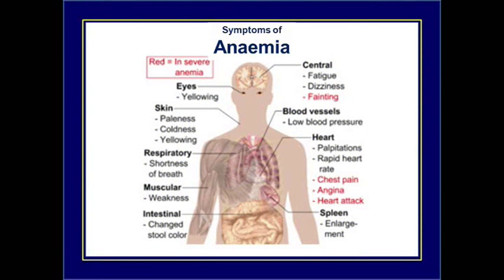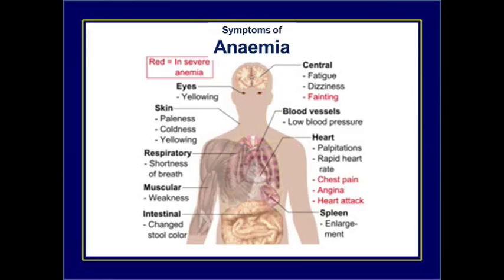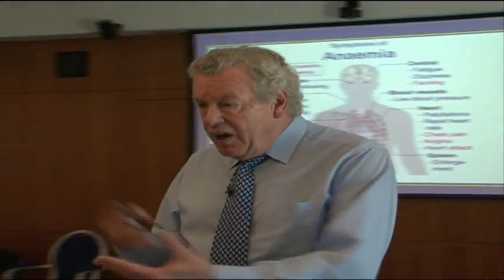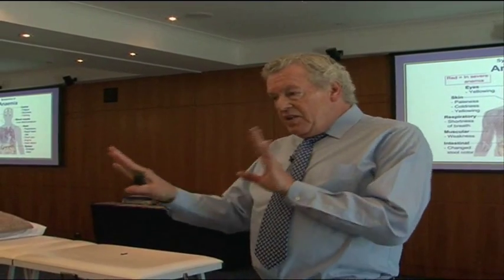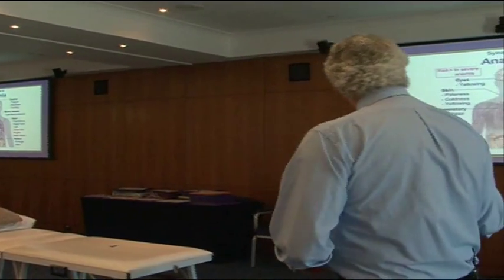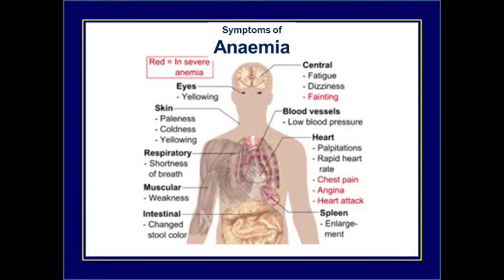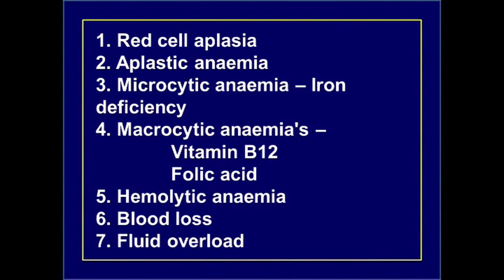So we're familiar with pale eyes, paleness of the skin, coldness, yellowing, shortness of breath, weakness of muscles, change in stool colours, fatigue, dizziness, fainting, low blood pressure, palpitations of the heart, chest pains, angina, heart attacks, and enlargements of the spleen. These are all things that we've just been talking about, aren't they? Low oxygen, we talked about the same things, hypoxia. So it's just a matter of the degree of them, isn't it? When you see all the symptoms of anemia, probably all of us in the room have got one or two of those. Some may have all of them. So anemia is divided up into those when we don't produce enough red cells.